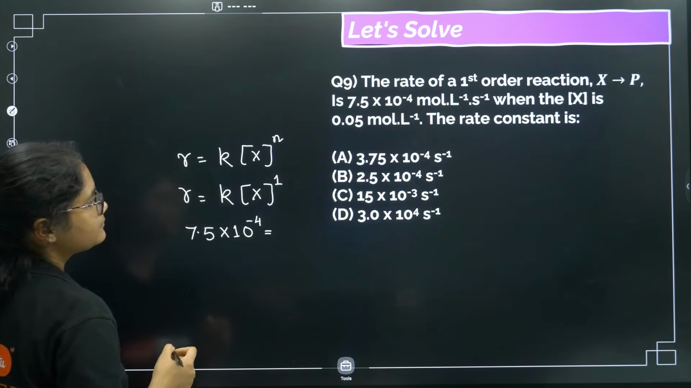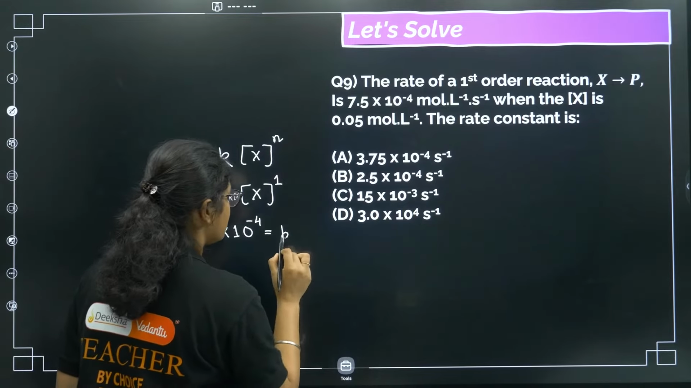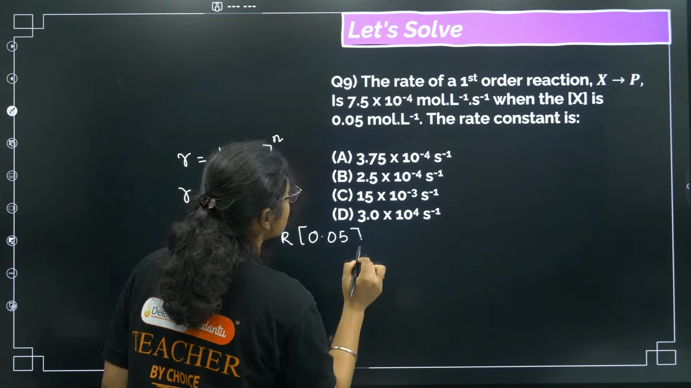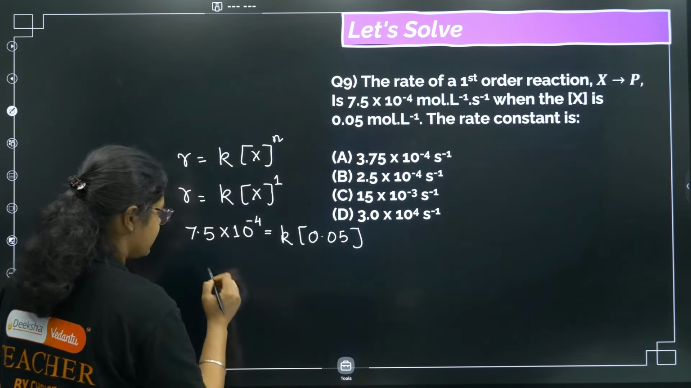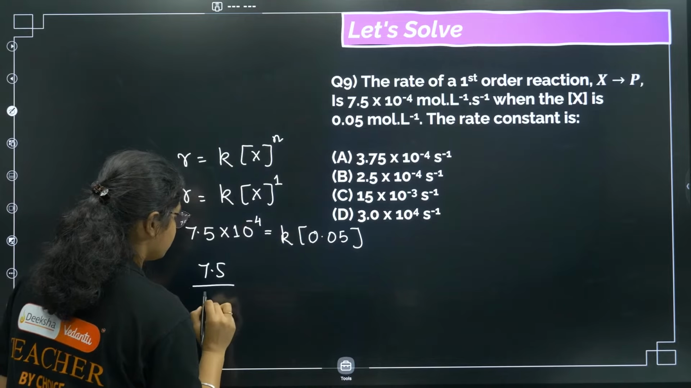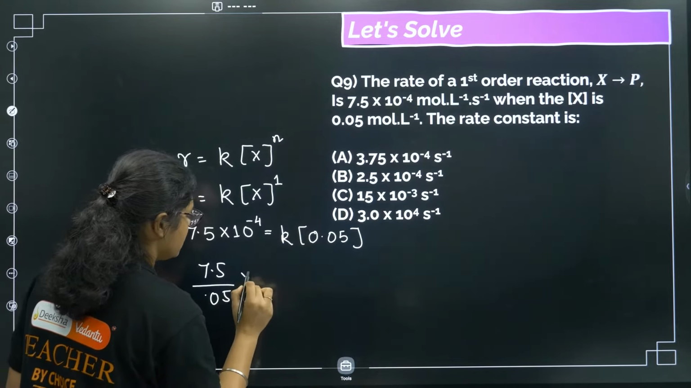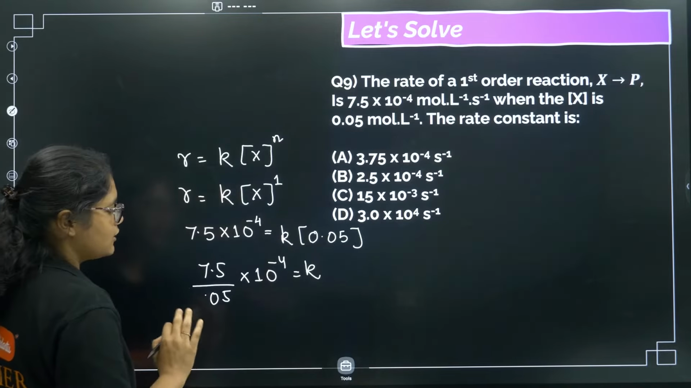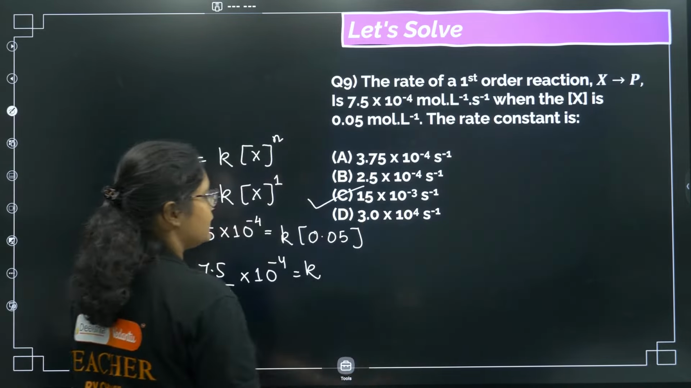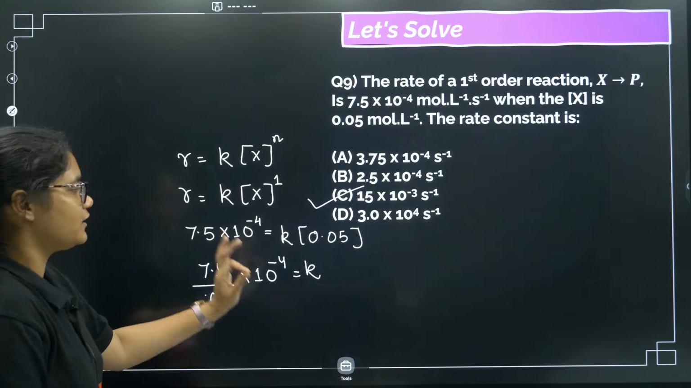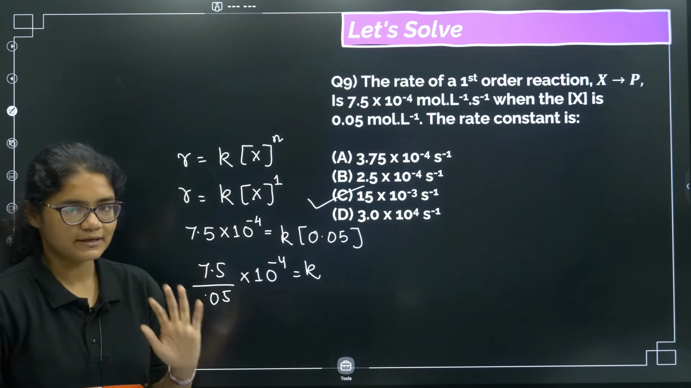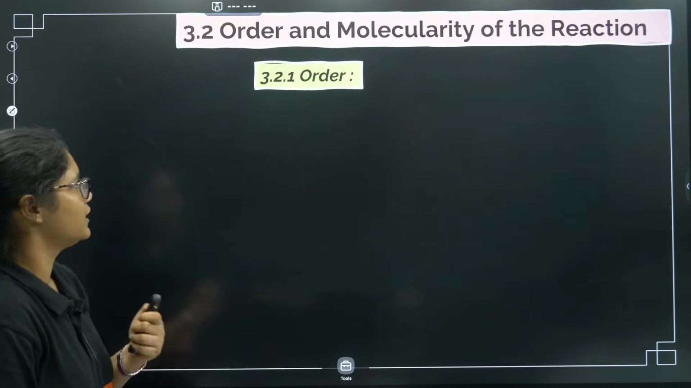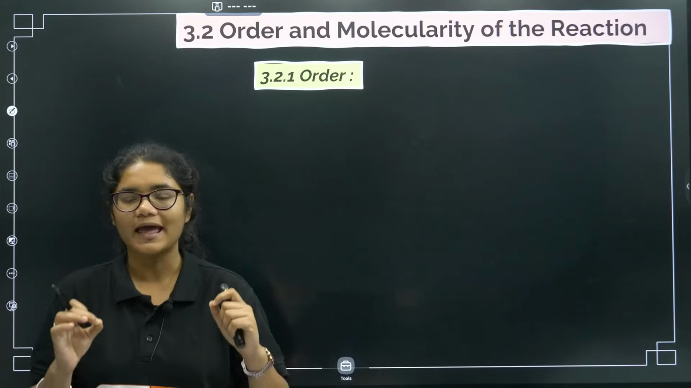And what is K here? K we need to calculate. Now what is this one? 0.05, right? Now we can divide this one on this side. 7.5 by 0.05 into 10 to the power of minus 4 is equal to K. Okay, so now if you solve this, we will be getting around 15 into 10 to the power of minus 3. So the correct answer for this question will be option number C. Okay, again this is also a very direct and simple question. Let us go to the next topic here, that is order and molecularity.